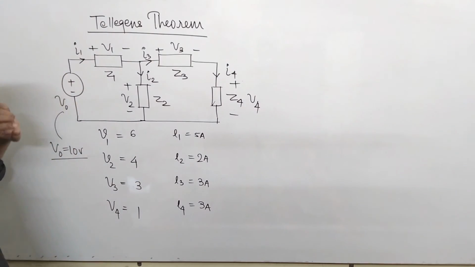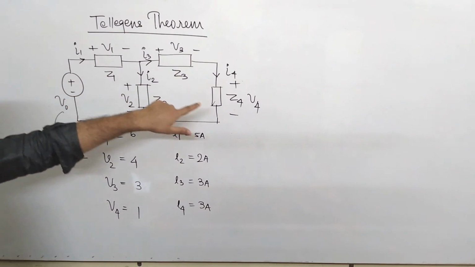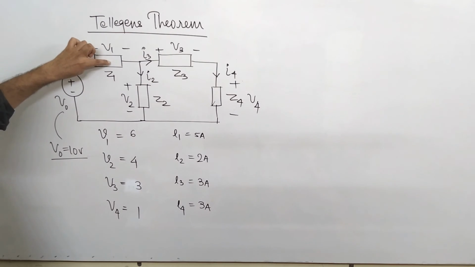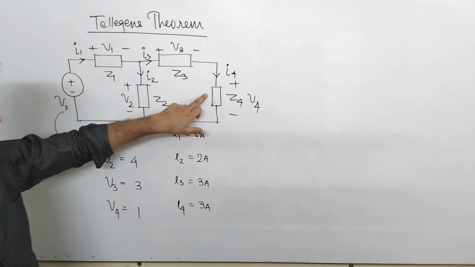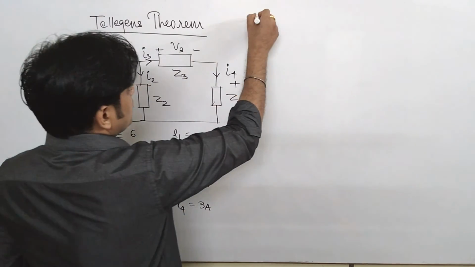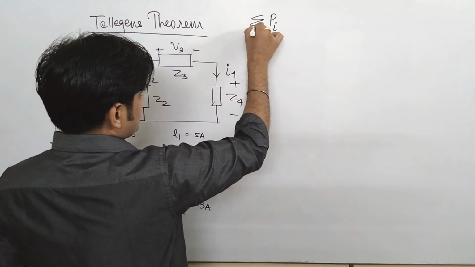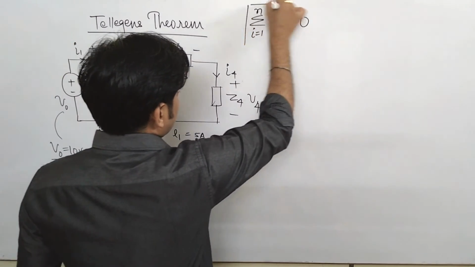So friends, this is our problem. Here are the impedances Z1, Z2, Z3, Z4, and here is the voltage source V0, generating current I1. The voltage appearing across here is V1, here it is V2, here V3, here V4, and there are the currents flowing in the network. Now you have to find the algebraic sum of power, that is summation of Pi from i equal to 1 to n, is 0. This we have to analyze.